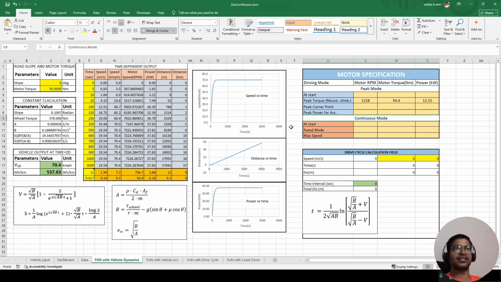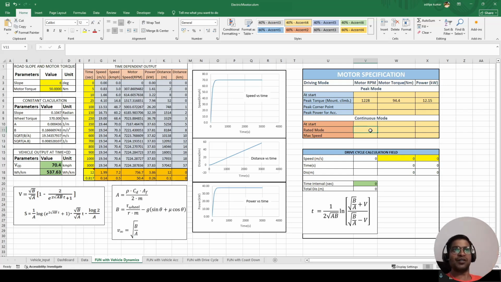So here let's start from the bottom, the max speed. At the max speed, what is the motor RPM and the torque? And if we multiply these two, we can get the power of the motor. Similarly, we can find the torque and RPM pair at the rated mode.